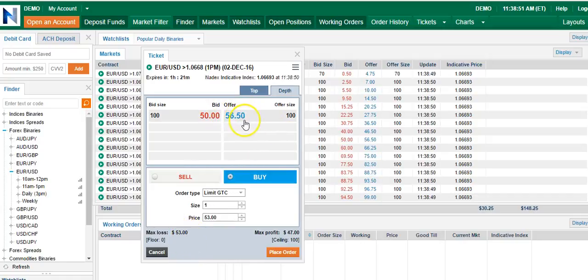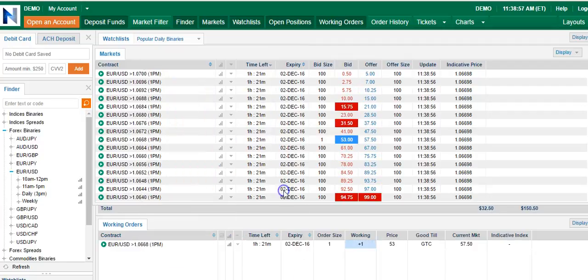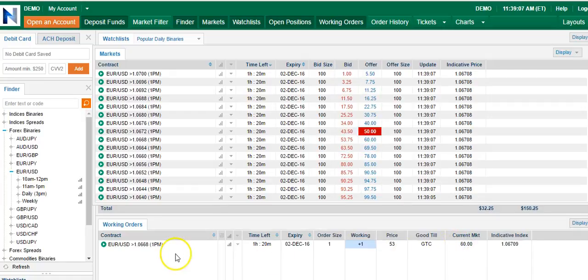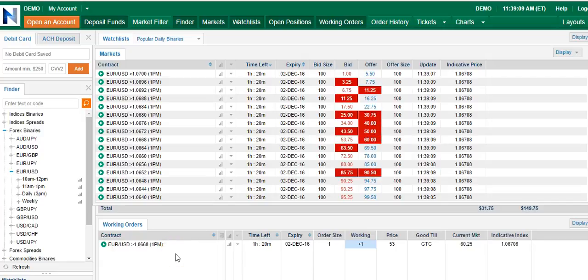So the market has currently moved. So if I just hit place order, this is going to go ahead and be in the working orders because I'm only willing to buy it for $53, and the market's now moved up to 60. So I kind of missed that aspect.